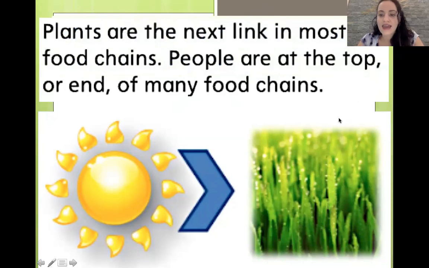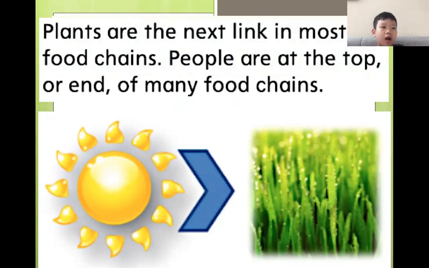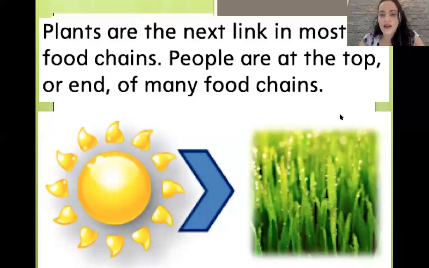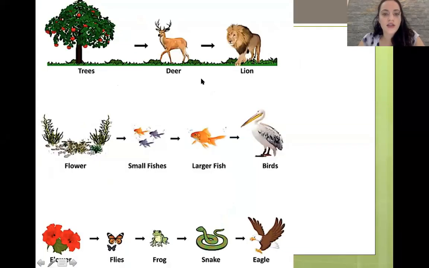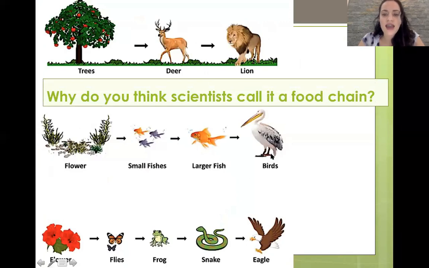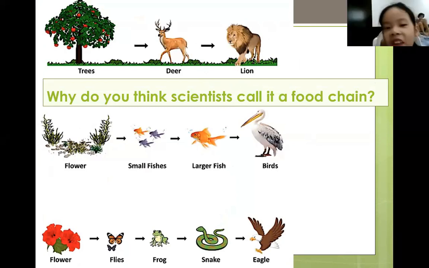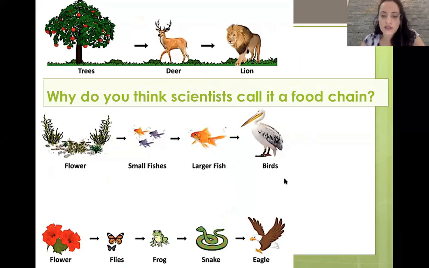All right, Ray, can you read this for me? Plants are at the start of most food chains. People are at the top or end of many food chains. Very good, Ray. Thank you. So, why do you think scientists call it a food chain? Taylor, do you have a guess? Maybe Sophia? Why do you think scientists call it a food chain?